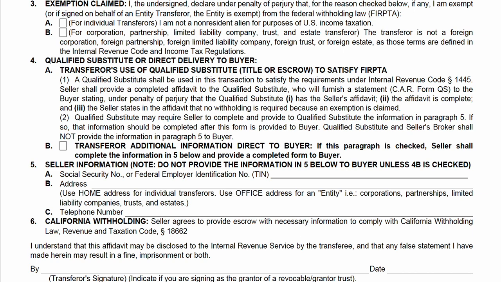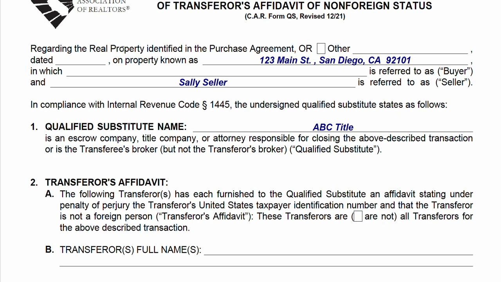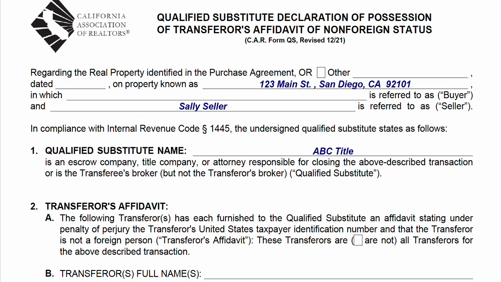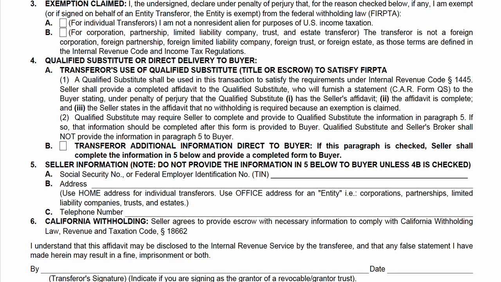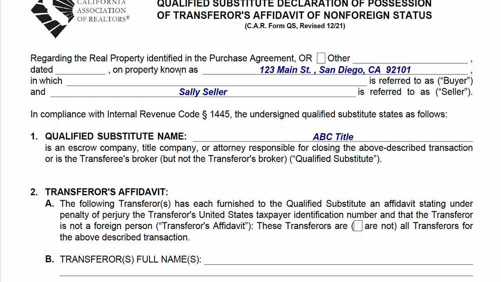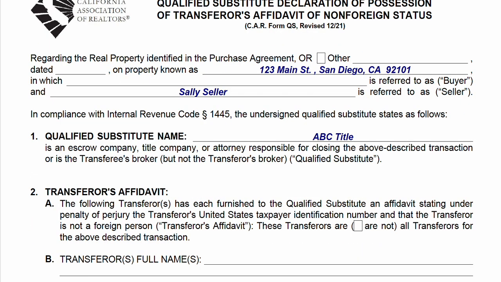Now, any broker that knows what they're doing should have this, because this form right here is acknowledging that escrow is a qualified substitute. If you're going to put this headache on escrow to collect the FIRPTA information, which is just the seller swearing that they're not subject to withholding, then you should at least have this. So in our office, we require one of two things: the AS form, the FIRPTA form, or the QS.